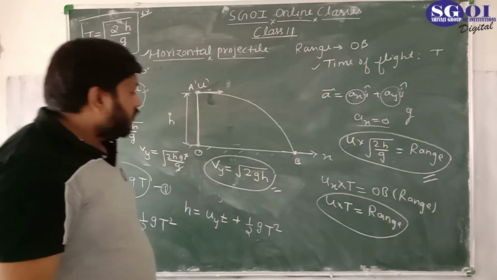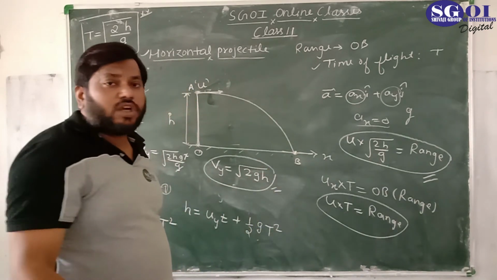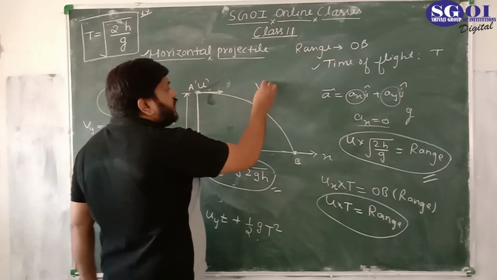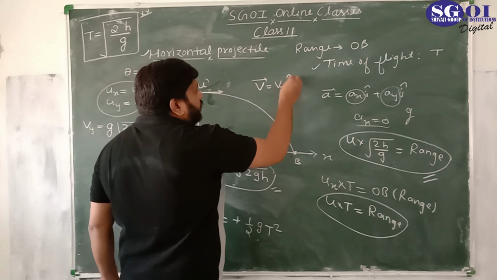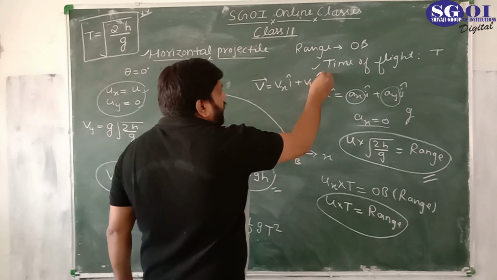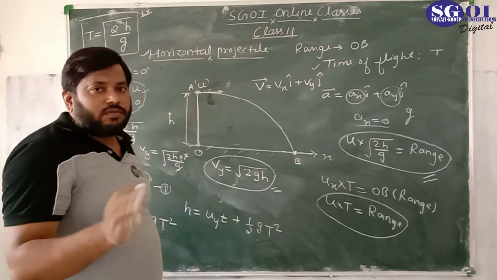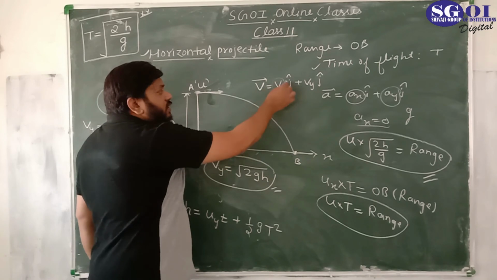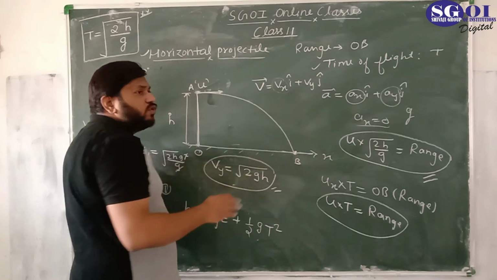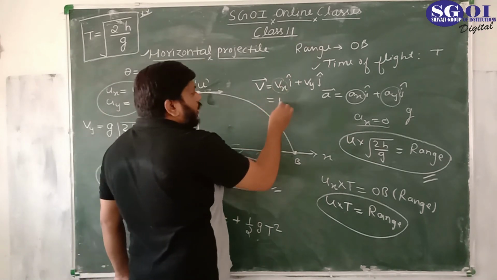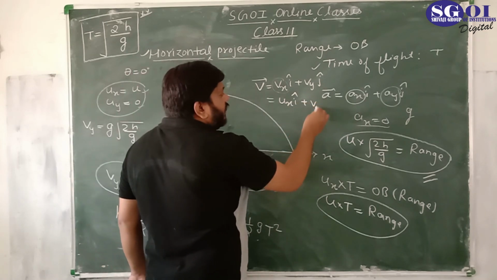And if we are asked in a particular question, what is the velocity, not the component of the velocity? So the final velocity v vector, we know that it is vx i plus vy j, and we know that vx, the final velocity along the x-axis at each point, is equal to the initial velocity, because there is no acceleration, there is no change in velocity. So vx is ux, and vy we know is under root 2gh.